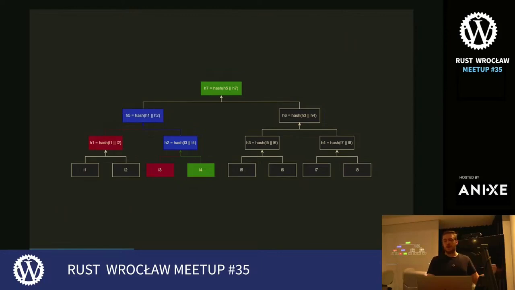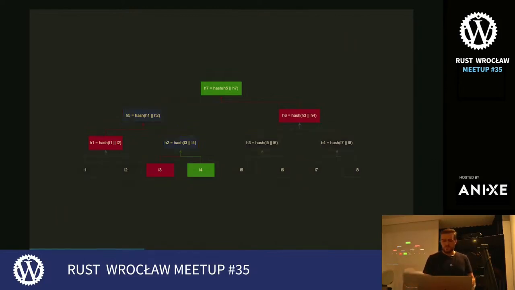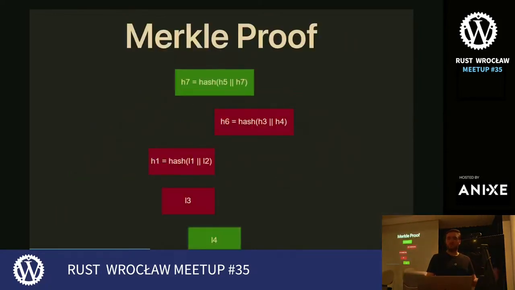Then to hash H5, we don't need L1 and L2, we only need to provide H1. And then finally, to calculate H7, we only need to provide H6. So we skip L5, L6, all the way to the end of the tree. All the data highlighted here is what we would call a Merkle proof.